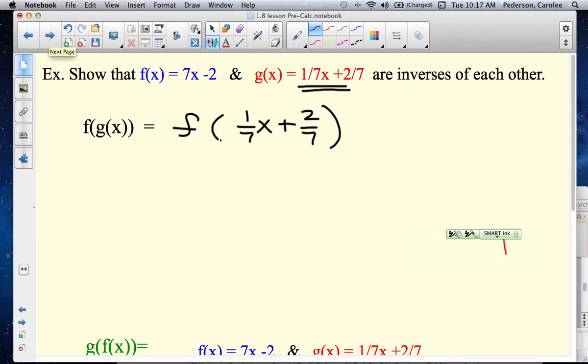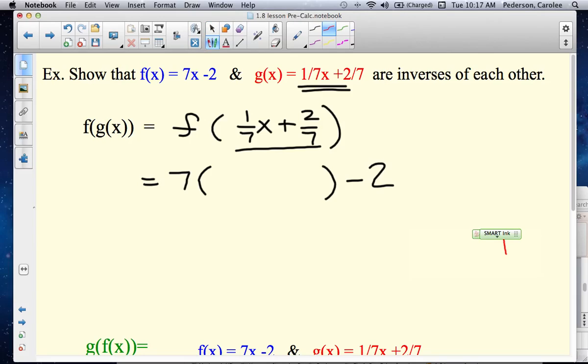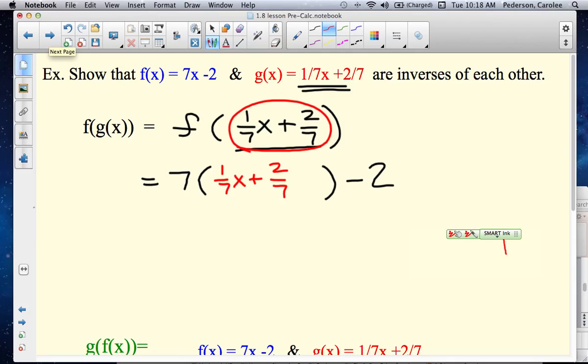So think back to what we did yesterday. Now I'm going to go in the f of x function. And I'm going to replace this 1/7 x plus 2/7 into the blue function. So what's going to go in that parentheses? Right here, yep. So there is my 1/7 x plus 2/7. Now I just have to clean up that equation. So what's the next step to clean up that equation?